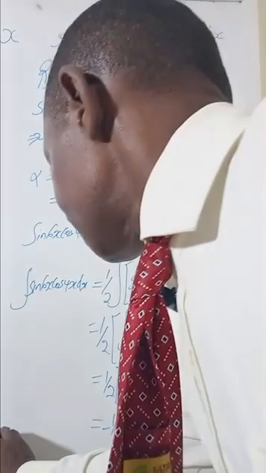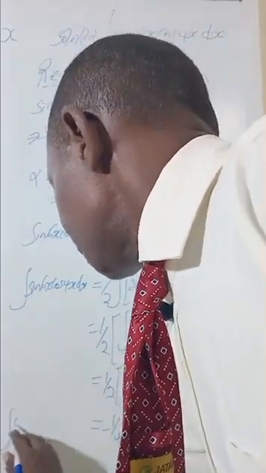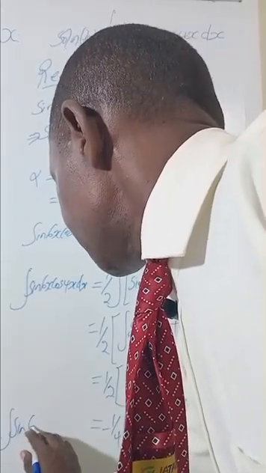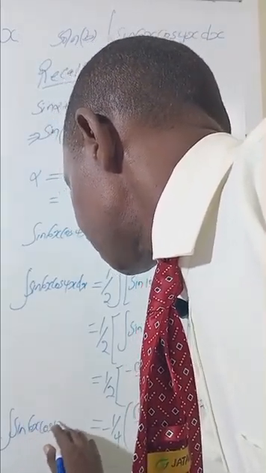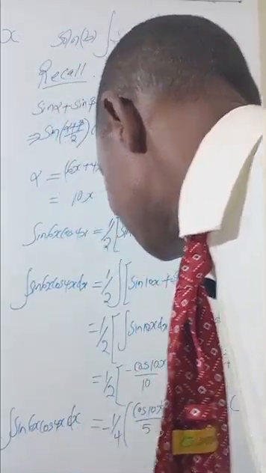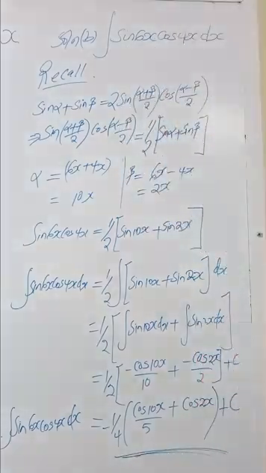So this is the integration of sine 6x cos 4x with respect to x. That's our answer, and thank you for watching.